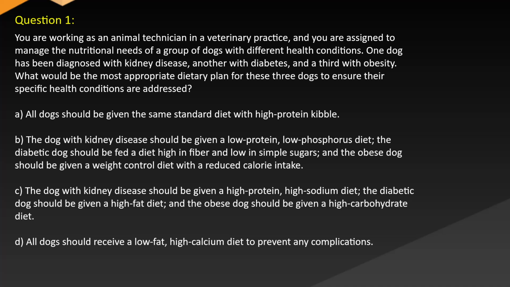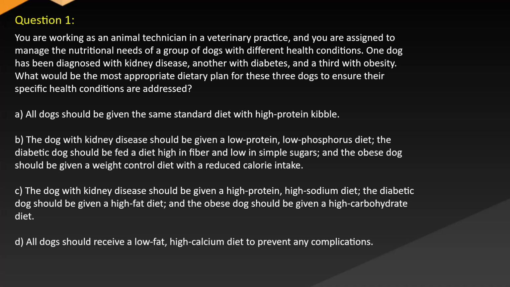A. All dogs should be given the same standard diet with high protein kibble. B. The dog with kidney disease should be given a low protein, low phosphorus diet, and the diabetic dog should be fed a diet high in fiber and low in simple sugars, and the obese dog should be given a weight control diet with a reduced calorie intake.